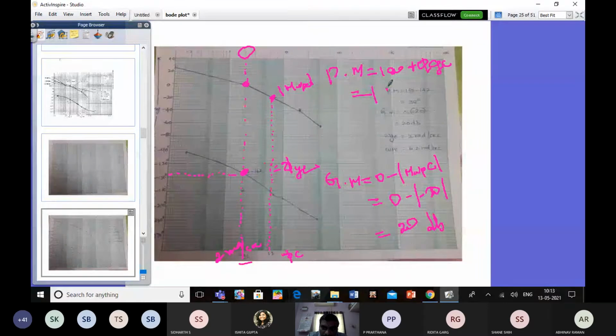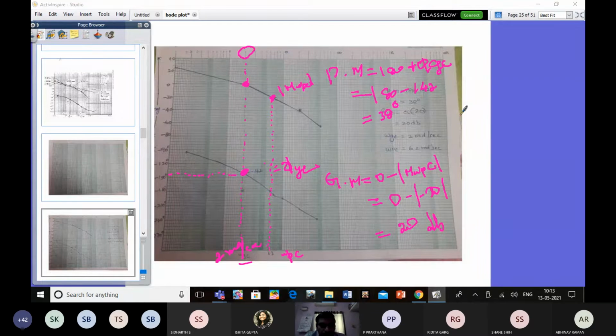So what is the answer? 180 plus phi gc, so phi gc value is minus 142. 180 minus 142. How much? It should be 38 degrees. Are you able to follow? Any doubt in this, dear?